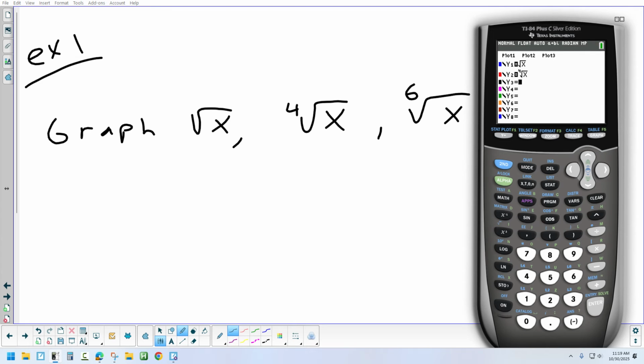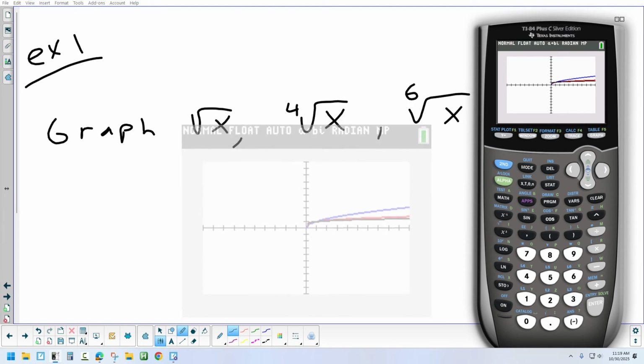Okay, 6th root: 6, math, 5. There's your 6th root. And we could do an 8th root, but we don't really need to. I think you'll start to see the pattern with three even roots. We'll start with zoom 6, but we are going to adjust it. So there's your square root, that's your 4th root, and in black, you're seeing your 6th root.